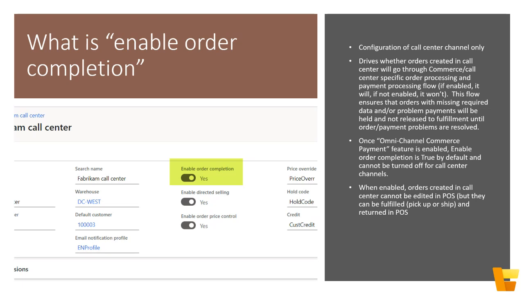So again, just to repeat, when this toggle is enabled, you can create and edit orders in the call center, and you can fulfill those orders through either HQ or point of sale. So you can create an order in the call center channel that is to be picked up in store, and you can process that pickup in the store without issue. But you will not be able to edit that order in point of sale. Once the order is created in the call center channel, if enable order completion is yes, and for some reason someone in the store wants to edit that order through the point of sale application, you'll see that that is blocked at this time. If you wanted to edit it, you could certainly open up a call center application and edit the order in there, but you will not be able to edit it through the point of sale application at this time.